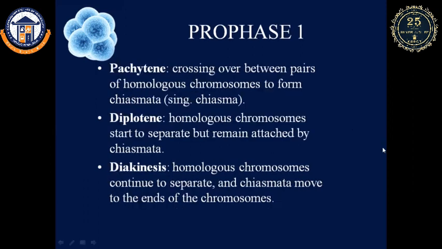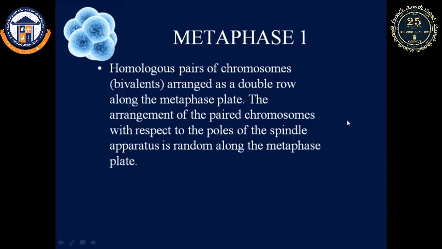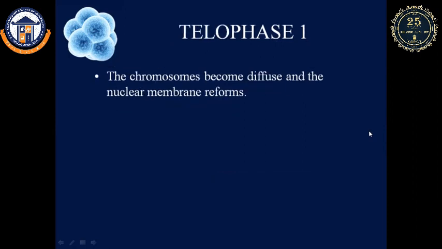In pachytene, the crossing over between the homologous chromosomes takes place. The overlapping of the chromosomes takes place, and the place where the overlapping occurs is called the chiasma. In diplotene, the homologous chromosomes start to separate but remain attached at the chiasma. In diakinesis, the chiasmata get separated and they become different chromosomes. In prometaphase, the same process as in mitosis takes place: the spindle fibers get attached to the kinetochore. In metaphase, they get aligned at the equatorial line, and in anaphase they get separated into two different poles. In telophase, the chromosomes become diffuse and the nuclear membrane gets reformed.